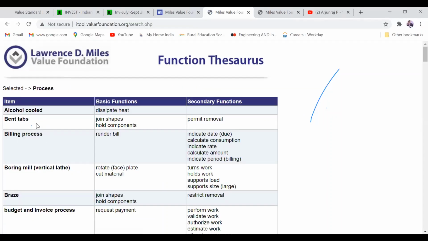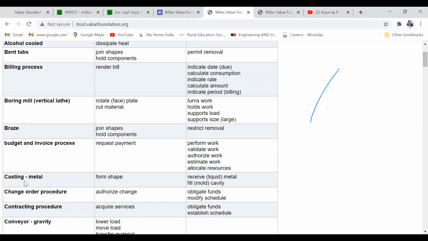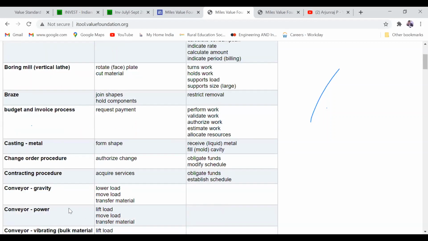So you have different processes. Boring mill, it's a lead machine. What is the basic function of this? To rotate plate, cut material. Brazing: what is the basic function of brazing? To join components, even for some other applications also. Casting: form shape, right? More of mechanical. Good.